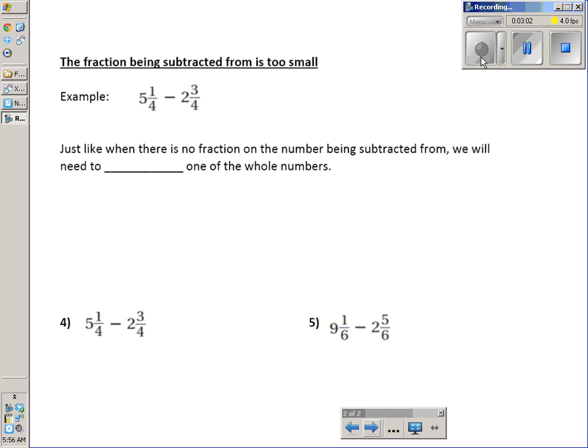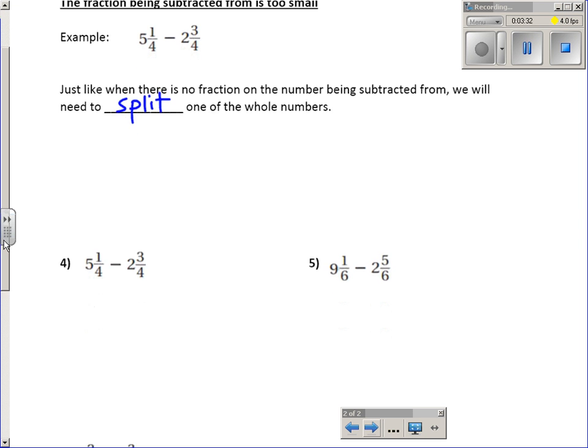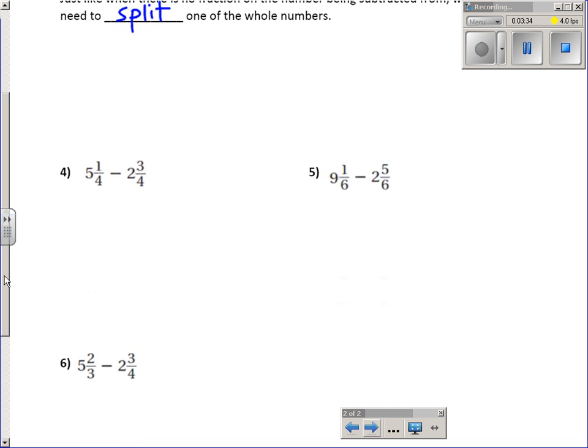All right, flipping over to the back side, this is going to be the second situation where you have to borrow, and that's when the fraction in the bigger number is too small to borrow from. So again, we'll have to borrow from the big number. Just like when there's no fraction on the number being subtracted from, we will need to split one of the whole numbers. So we have our example here, number 4, 5 1/4 minus 2 3/4.